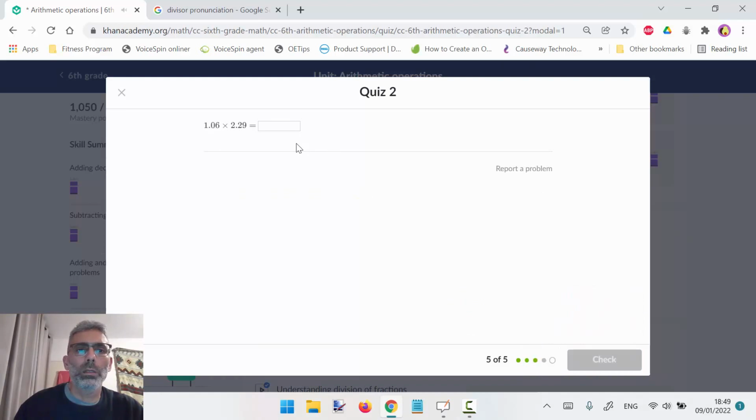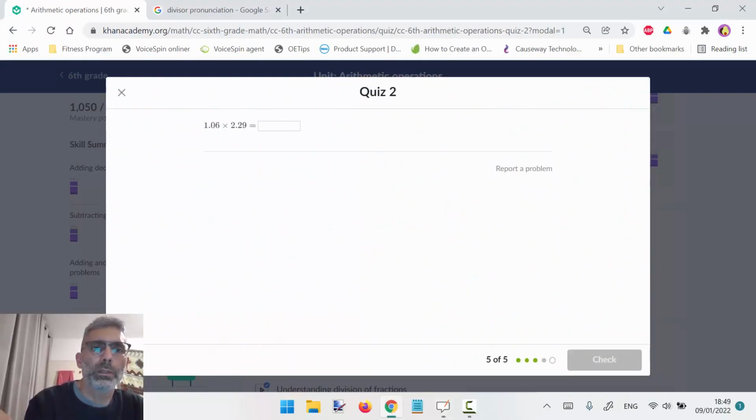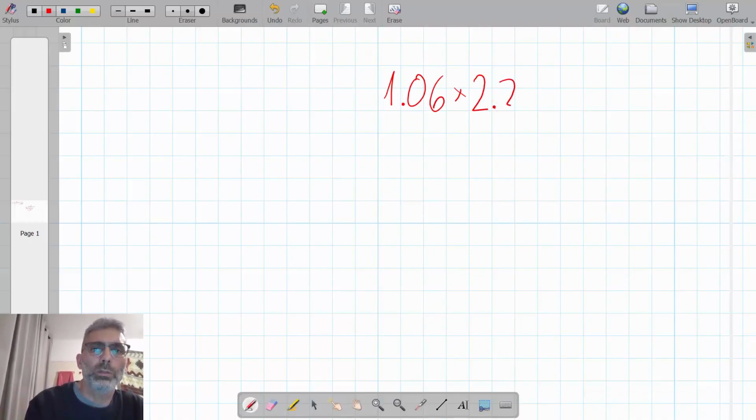Okay, 1.06 times 2.29. Okay, I'll write it as a regular multiplication problem with whole numbers. 229 times 106.